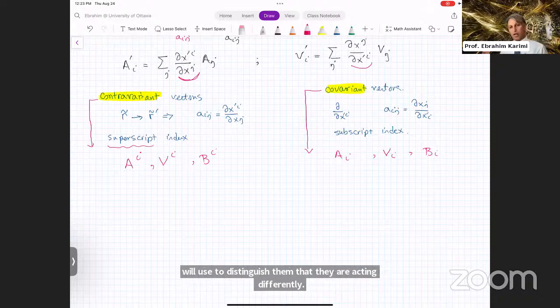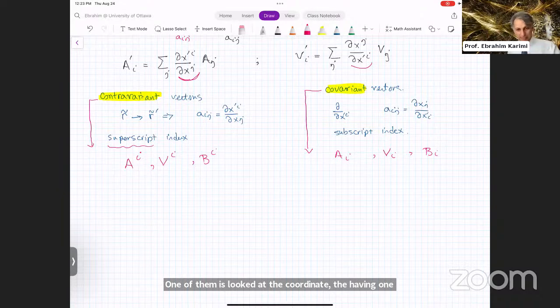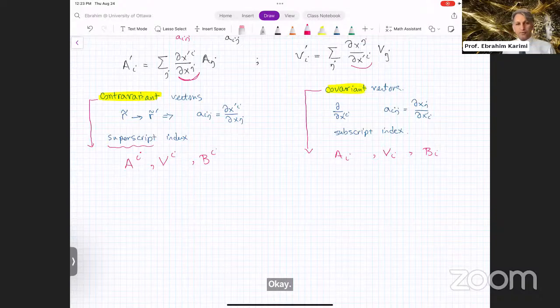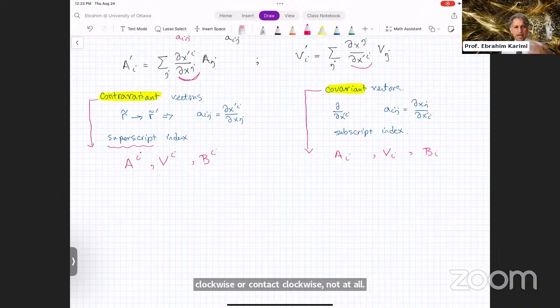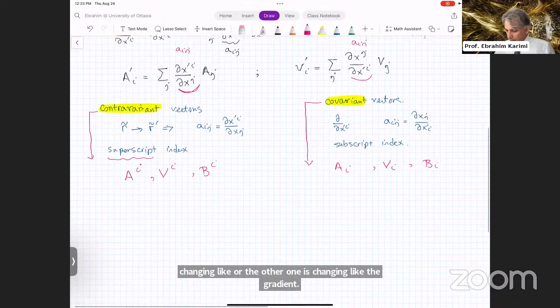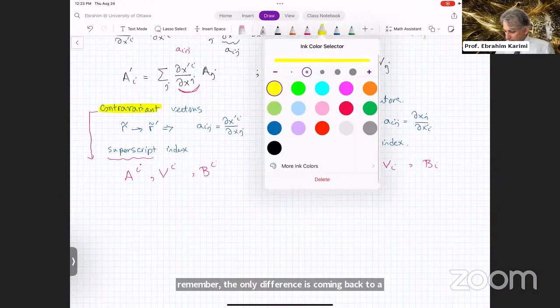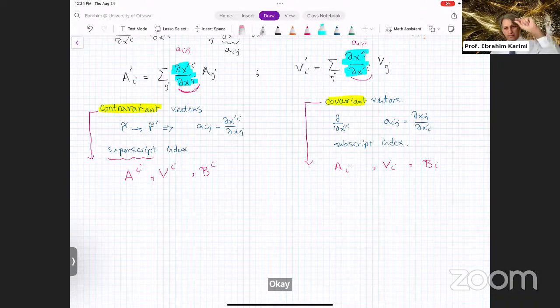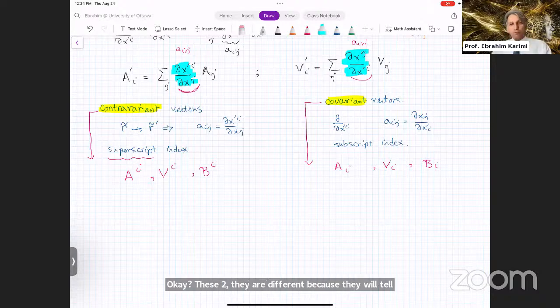One of them looks like the coordinate, the other one looks more like the gradient, so they are changing in space, or upon rotation. No, they have absolutely no relationship with clockwise or counterclockwise, not at all. It is a name that I'm associating to them. One of them is changing like R, the other one is changing like the gradient. These two are different, and the only difference is coming back to this one. Hereafter, I have to be very careful where I put the index, on the superscript or on the subscript, because they tell me which form of the vector it is.